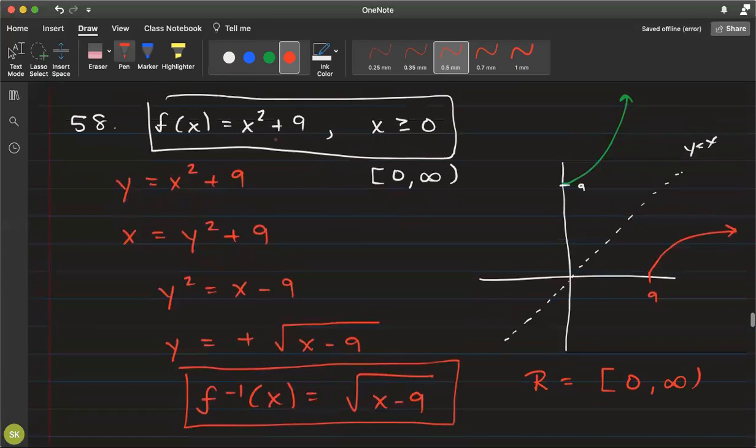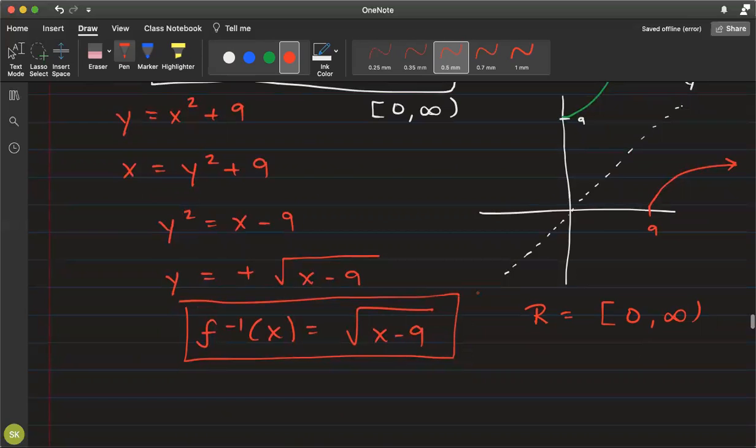And to find this one's range, we don't have to look at the graph. You can if you want to. You can see the lowest number here is 9, and we go up to infinity. But all we have to do is look at this function.